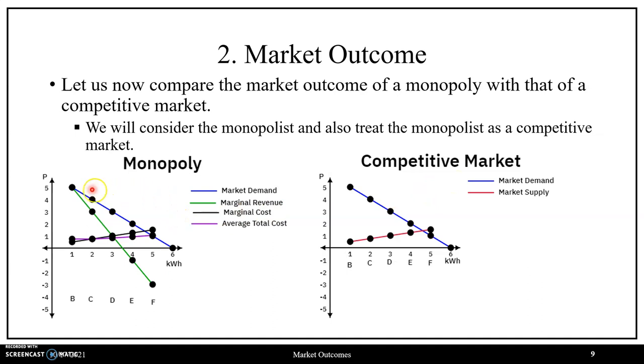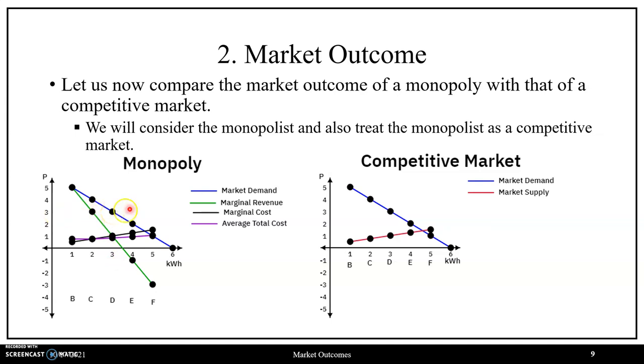Beginning with our monopoly, we have our process that we saw on the prior slide: marginal revenue is equal to marginal cost, corresponding to point D, an output level of 3. Moving up to our pricing strategy and market demand, this corresponds to a price point of 3.